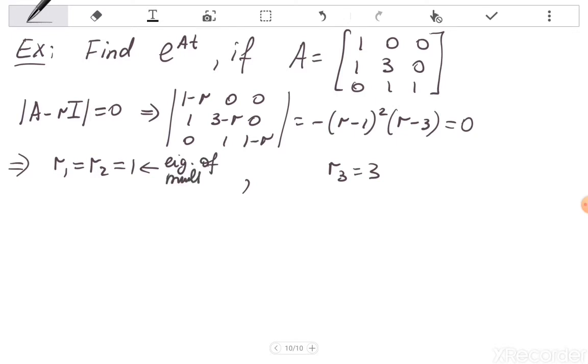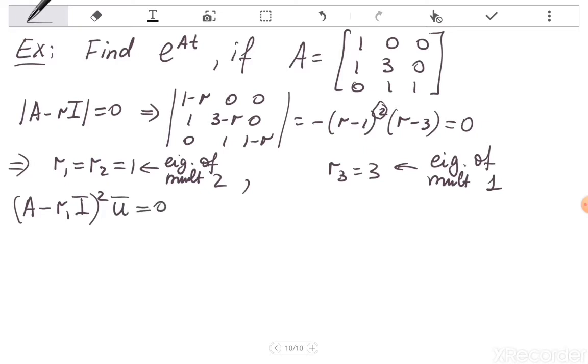We take multiplicity from the powers here. This is 2, so multiplicity 2. This is power 1, so multiplicity is 1. Okay, so what can we do to find the eigenvectors for these two eigenvalues? We look at the matrix squared applied to u. Let me just write the matrix. And we need to find u.